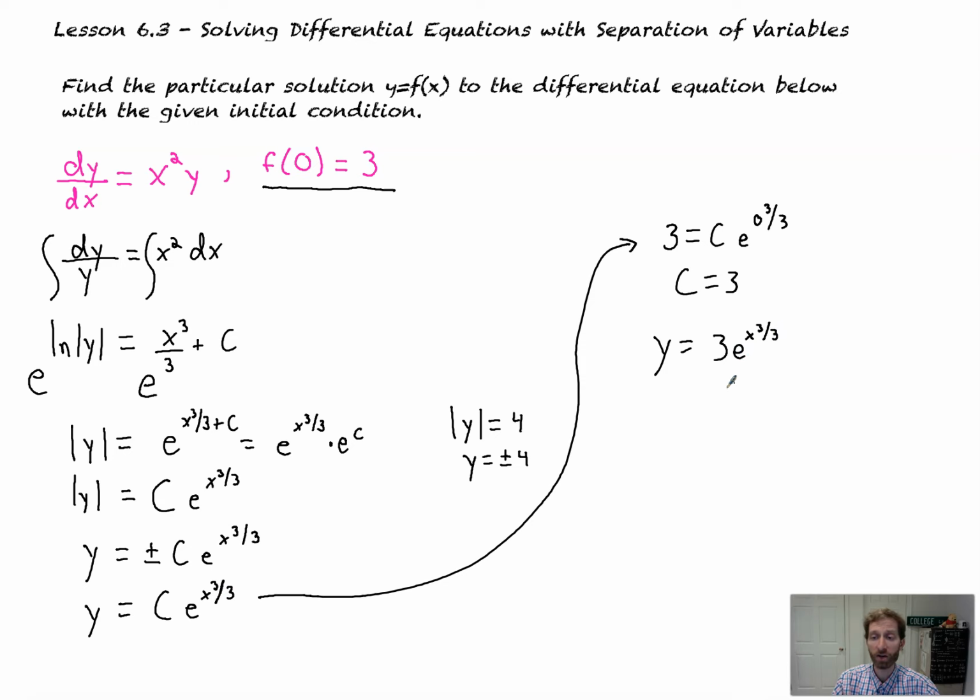And you now know how to check your answers. We did that in lesson 1. You could take this, right, and plug it in here and see if you end up with the derivative. So you take the derivative of it, you set that equal to x squared times this, and true to form, it's the right answer. Isn't that wicked cool?